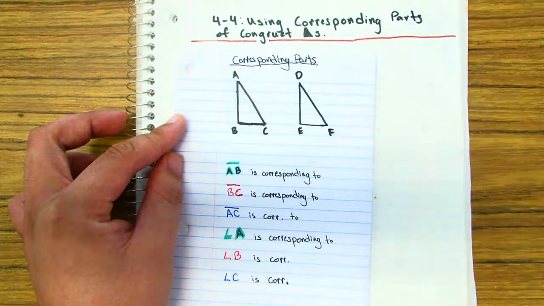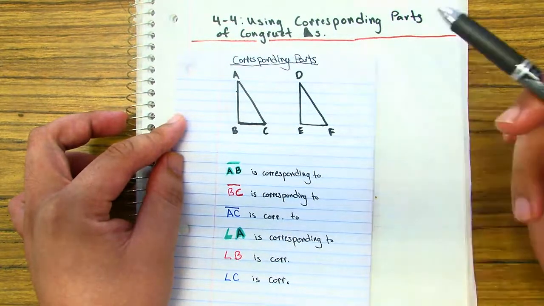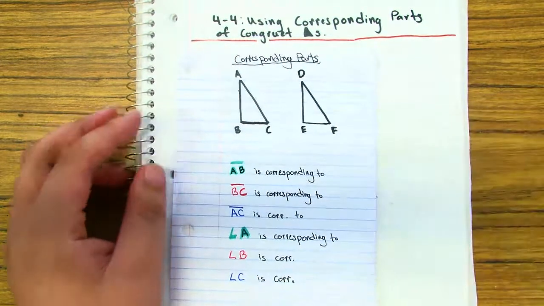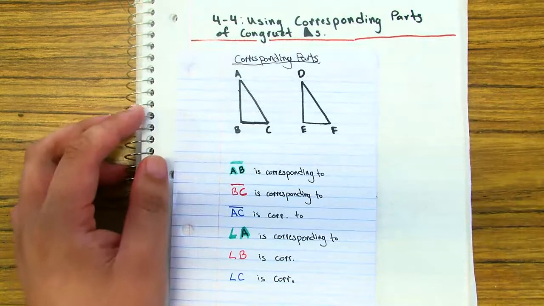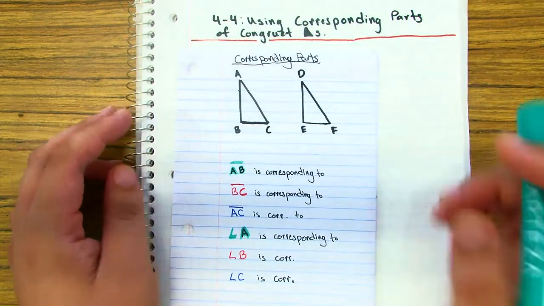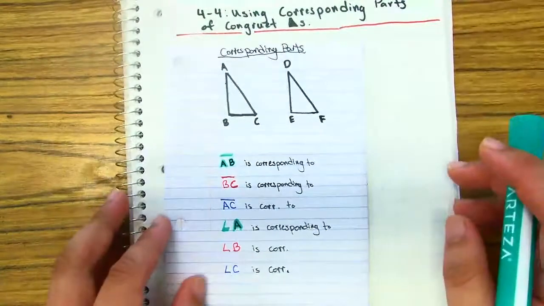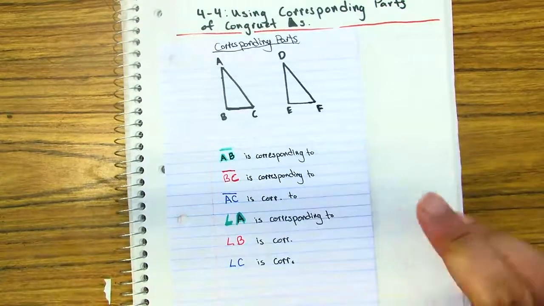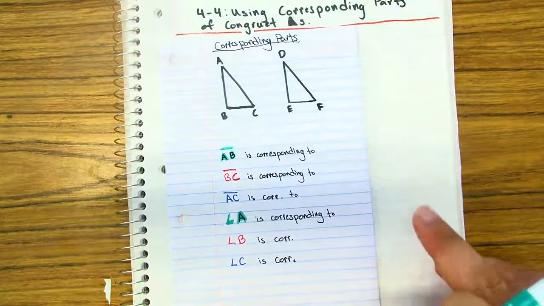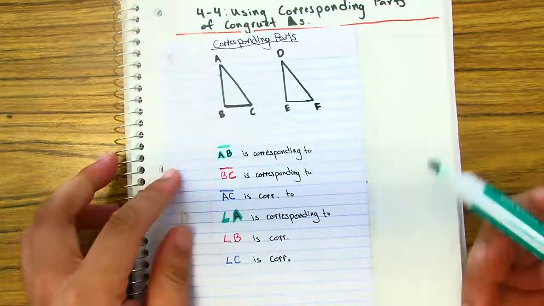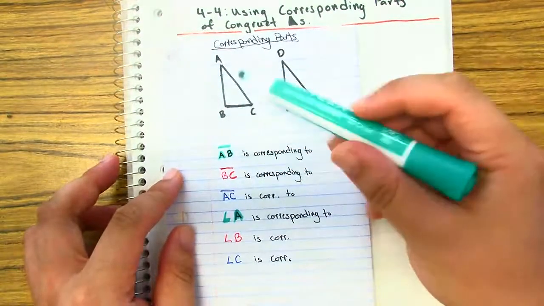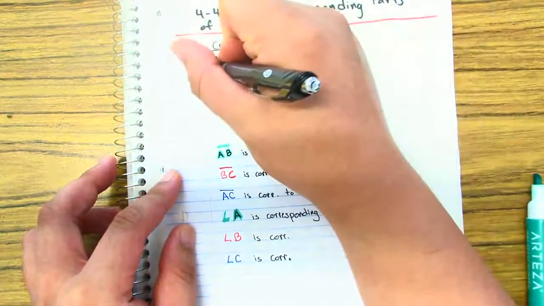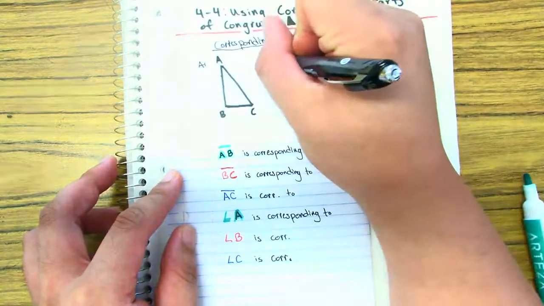The first example in this lesson is to practice just listing the corresponding parts. We're not going to state anything about the triangles. We're just going to state which parts correspond to each other. We're just practicing our observation skills. First, we're going to talk about triangle number 1 and compare it to triangle number 2.